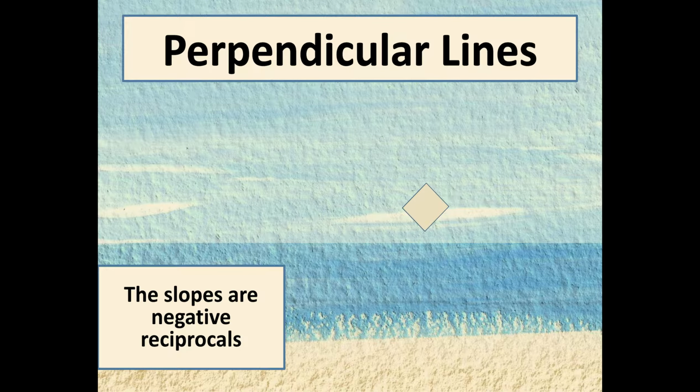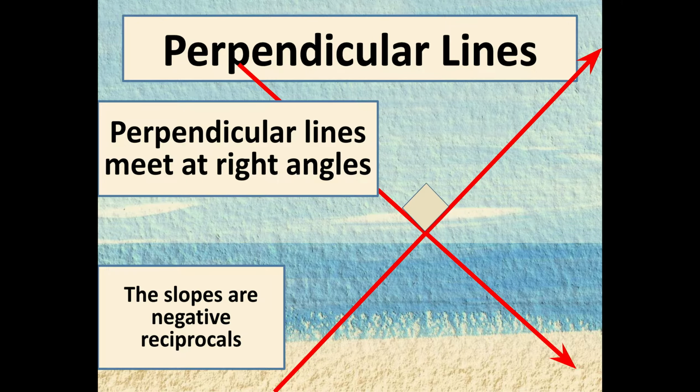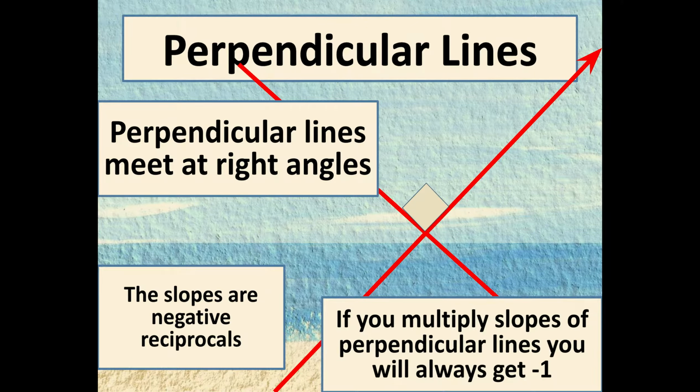Perpendicular lines. As you see here, the slopes are negative reciprocals of each other. Remember, perpendicular lines will meet at right angles, so they'll form a right angle. But also, if you multiply the slopes of perpendicular lines, you will get negative 1. So there's two ways to look at this. You can multiply the two slopes of two different equations together, and if you get negative 1, you know they're perpendicular. The other way is if one slope is the negative reciprocal of the other, remember reciprocals are when you flip your fraction, then that also tells you you have perpendicular lines.